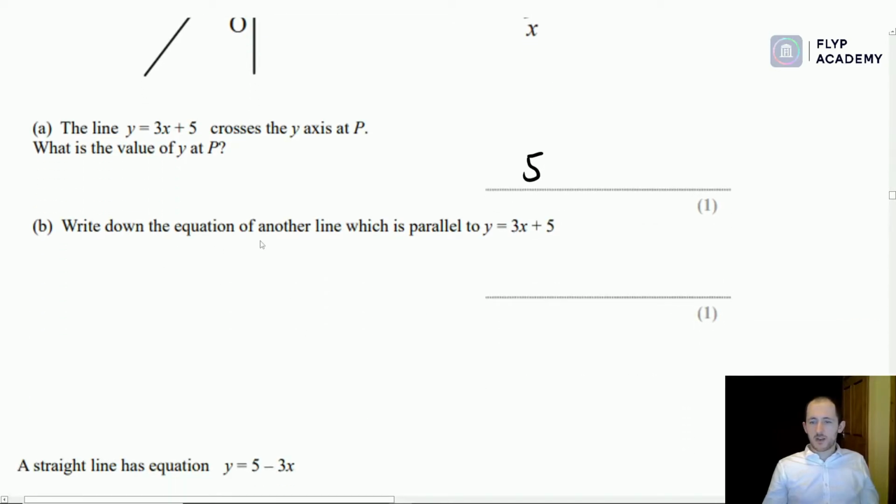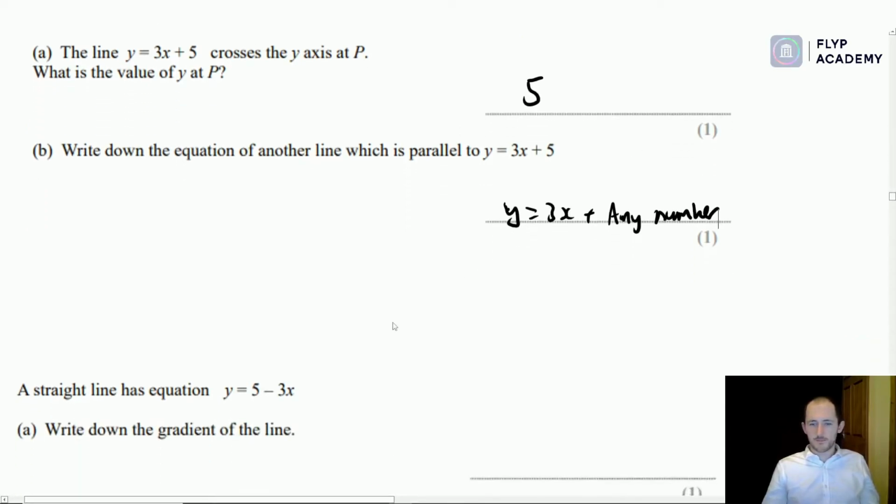Write down the equation of another line which is parallel to this. We've already done this. It's y equals 3x and any number. Bear in mind, where I'm writing any number, you would write an actual number, like 3, 4, 5, whatever you want to do, okay?